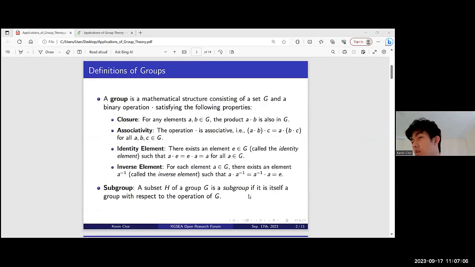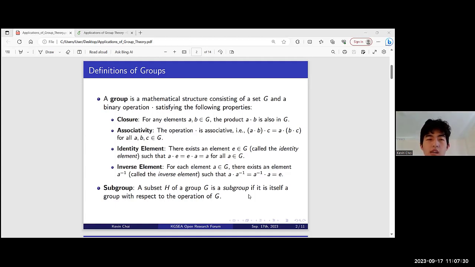Before moving on to all the applications of group theory, I'm aware that most of you are not aware of what groups are in group theory. So I'll just define what groups are first. A group is a mathematical structure consisting of a set G and a binary operation, like for instance a dot, satisfying the following properties, what we also call the axioms.